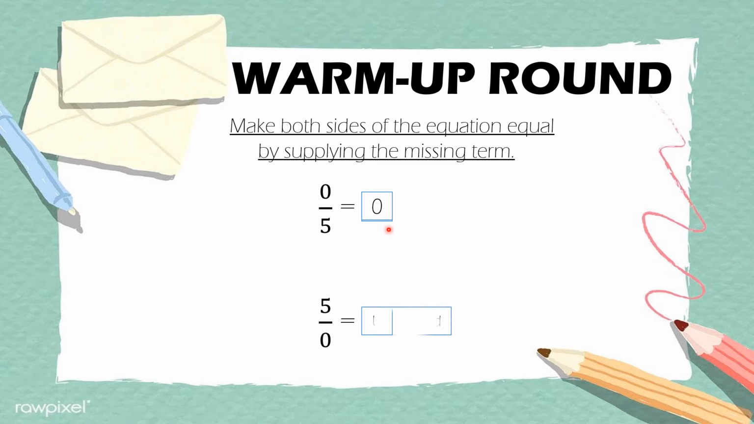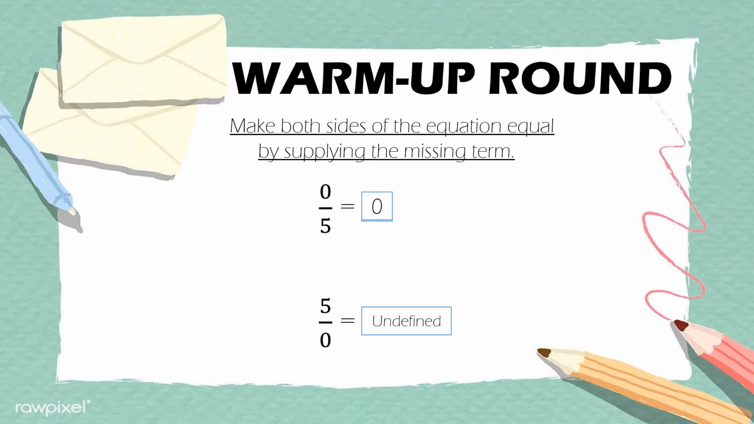Next, 5 over 0 is undefined. Why? There is no number that when you multiply by 0, you will get 5 as the answer. So, here, there is no defined number that when you multiply it by 0, the answer is 5. Even if it is 4 over 0, 3 over 0, negative 2 over 0, still it is undefined.